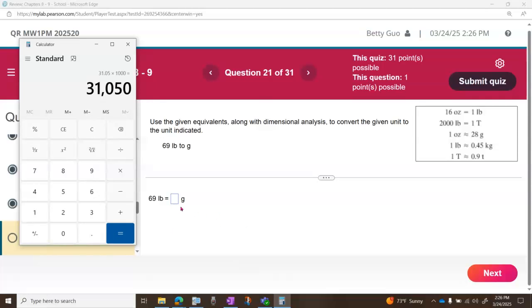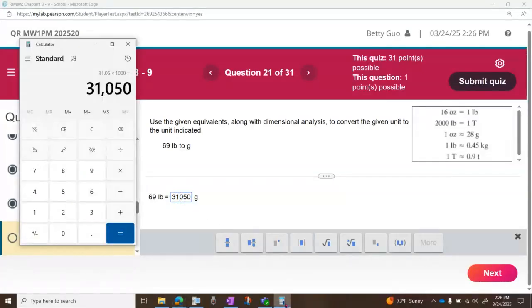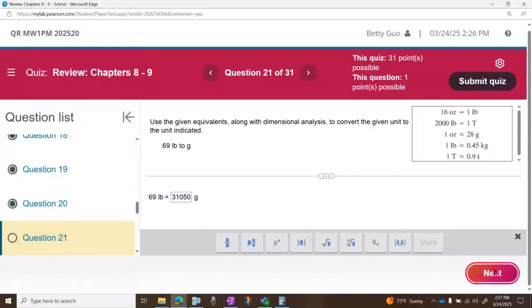So it's, hold on, 31,050. Double check. 69 pounds times 0.45 is 31.05 kilograms, times 1,000. That's how many grams are in it.